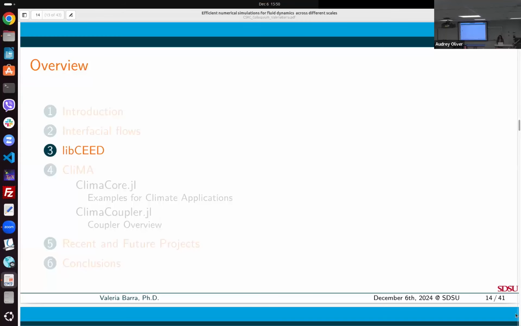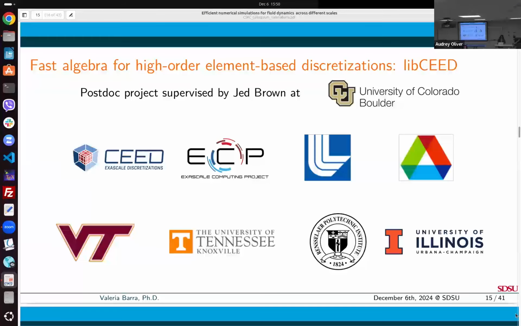So on to my postdoc project. I joined the Department of Computer Science at University of Colorado Boulder under the supervision of Jed Brown. This was a very large collaborative project that involved several institutions and national labs under the umbrella of the Exascale Computing Project.